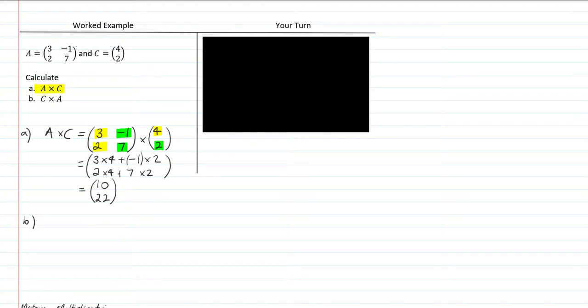Part B is C times A, which is 4, 2 times by 3, negative 1, 2, 7. Now this time we can do our 4 times 3, but then what do we multiply 2 by? There's nothing there. And actually what we've got is called a dimension mismatch. We don't have a 2 by 2 in the internal dimension set, which means we can't do that multiplication.